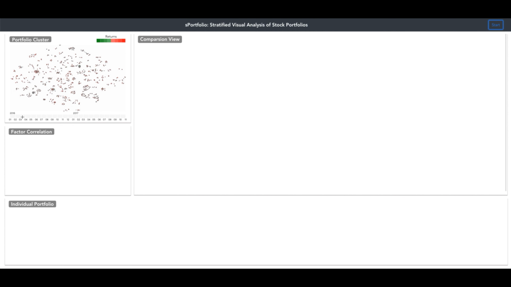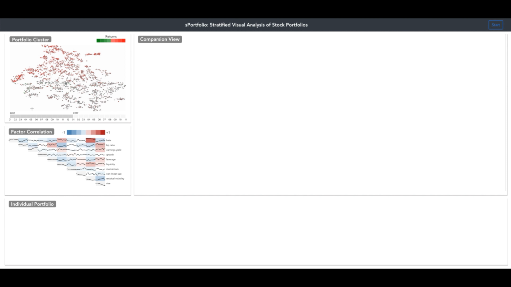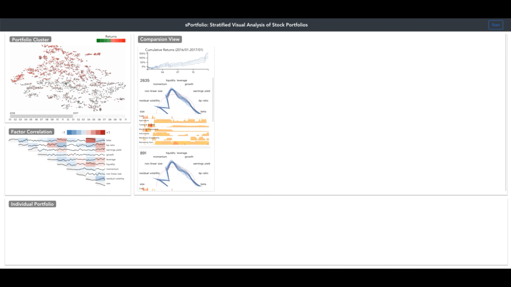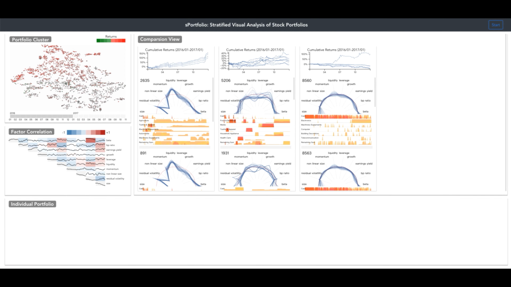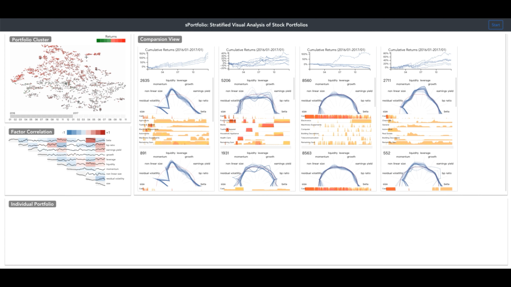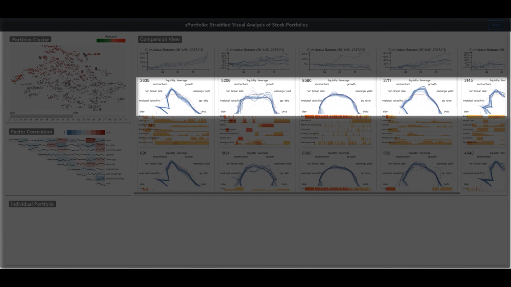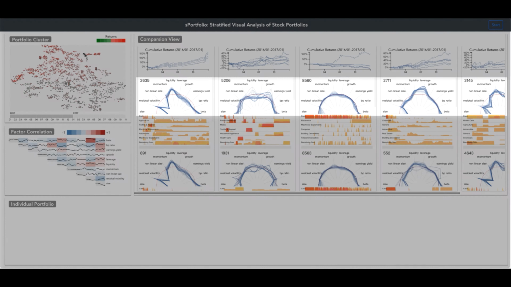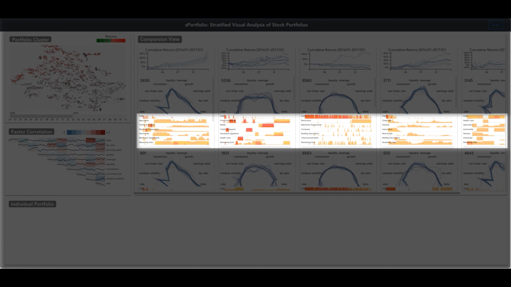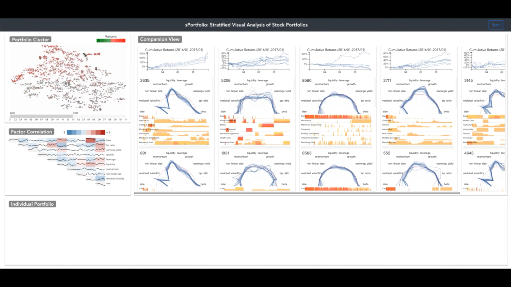We select the entire 2016 in the time window and randomly select 5 groups of portfolios from the clustering view to observe their return patterns in the comparison view. The risk preference of the groups of portfolios are different, but they are all diversified in terms of risk exposure. The industry holdings in the comparison view and stock holdings in the individual view also show great diversity between groups.